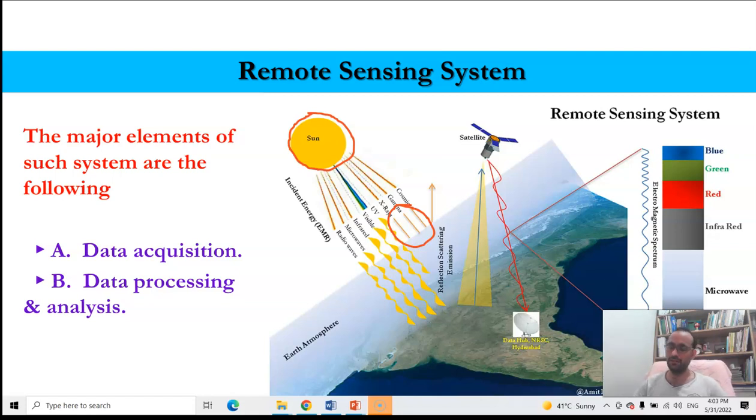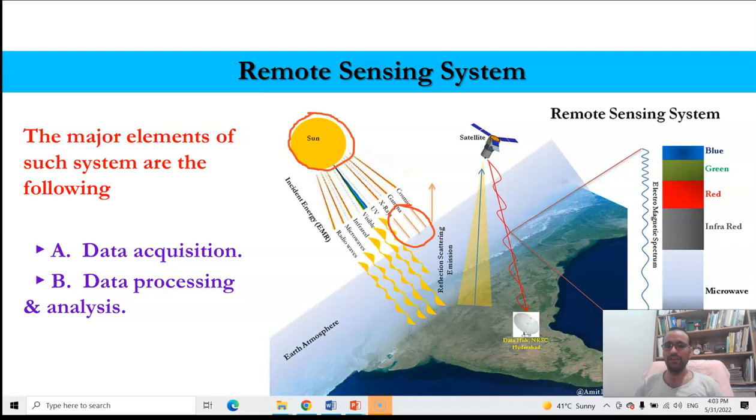Like visible and different kinds of bands, you can say visible bands, infrared bands, microwave bands, right? And radio waves are a very different kind of remote sensing. I am going to introduce it, but radio waves we especially use for communication satellites, not for remote sensing, right?